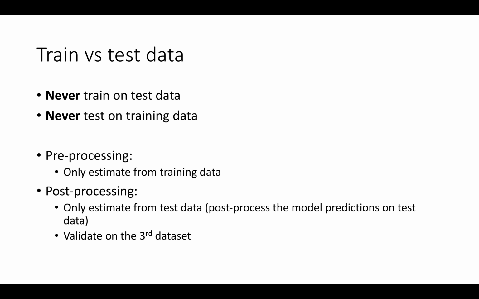If your data processing pipeline is not just the little machine learning algorithm you have in the middle, it actually applies to everything. If you have some pre-processing, only estimate the parameters of the pre-processing from the training data. If you have some post-processing, remember that you can only estimate the parameters of the post-processing from the test data. So you have to post-process not the model predictions on the training set, but the model predictions on the test set. And then if you have a pipeline like this, which actually involves multiple parameter estimation steps, you have to introduce additional validation sets on which you will validate the complete pipeline.